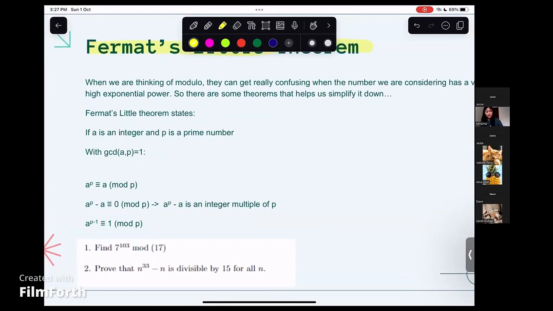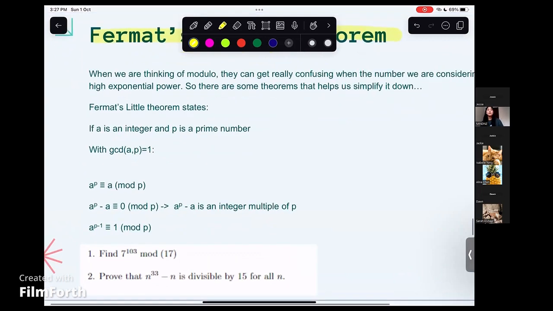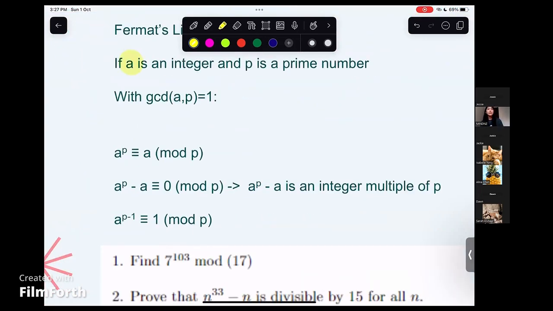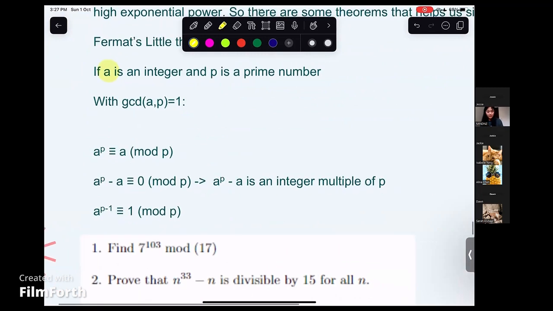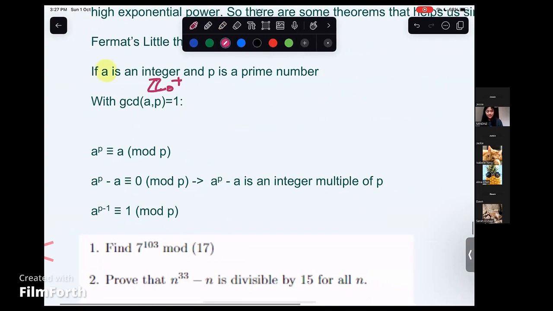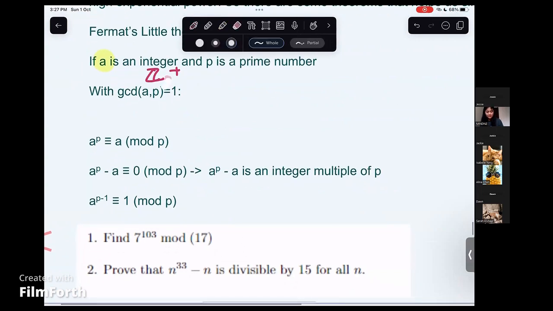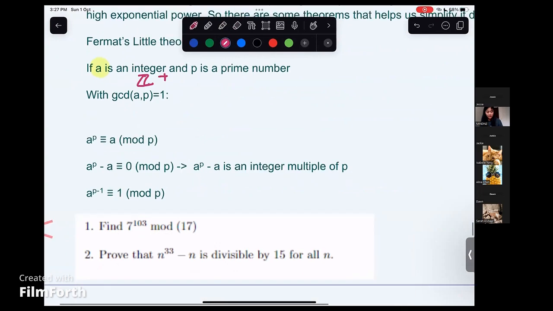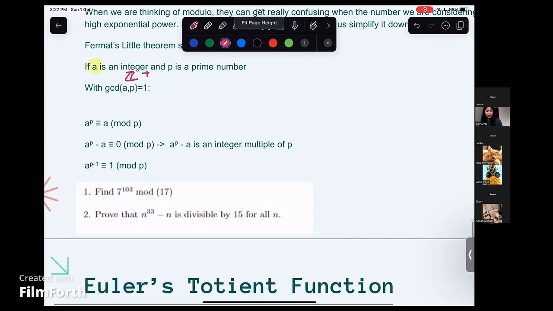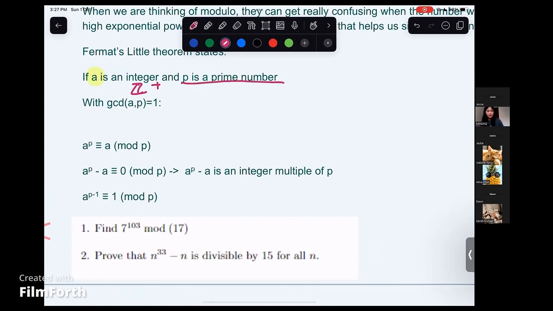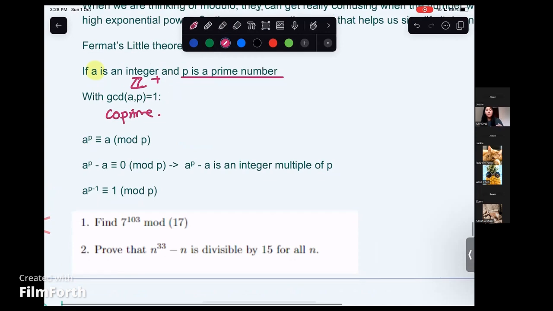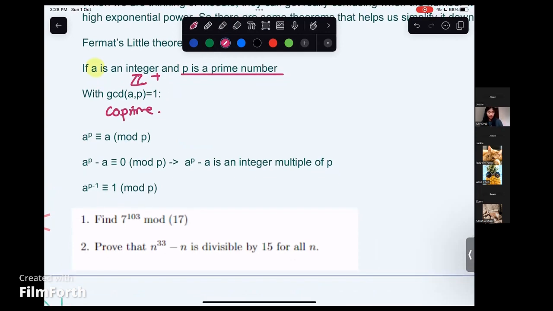So first, we have to think a is, it says integer, but I guess we can think about it as a natural number. So a natural number is greater or equal to 0, right? Let's actually just say it's a positive integer. And p is a prime number, right? So p has to be prime. And one other condition is that the greatest common divisor has to be 1. So no common factors except 1, and p is a prime, and a is a natural number.